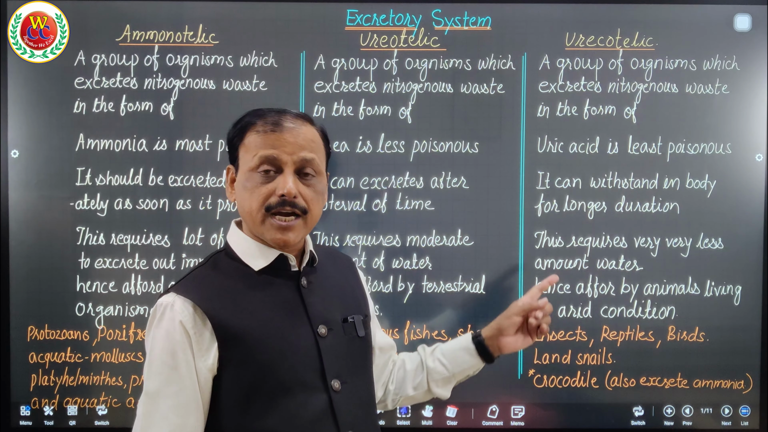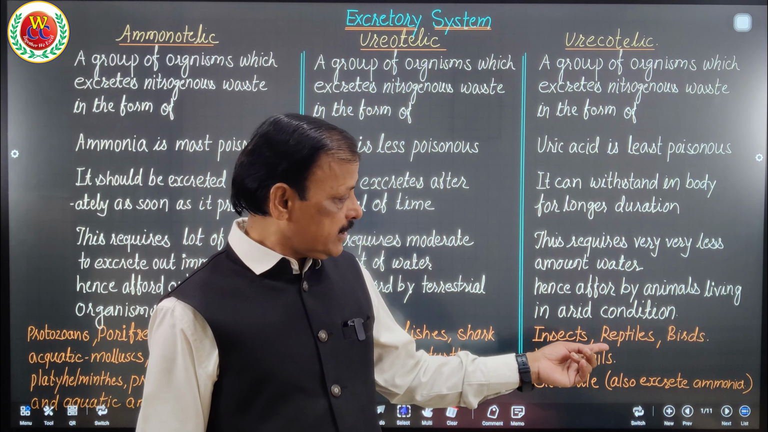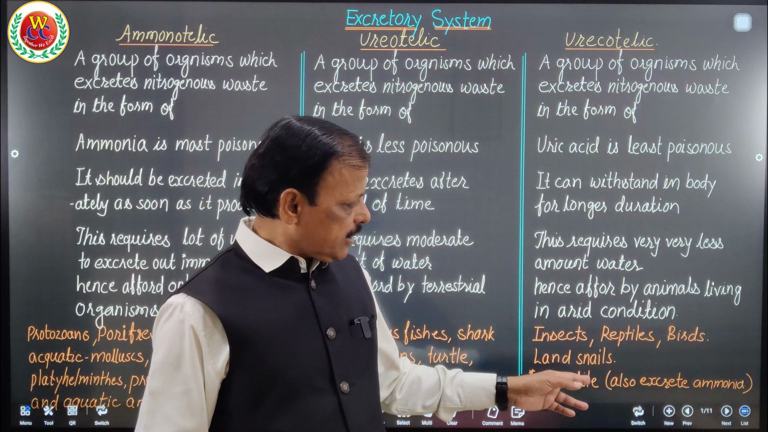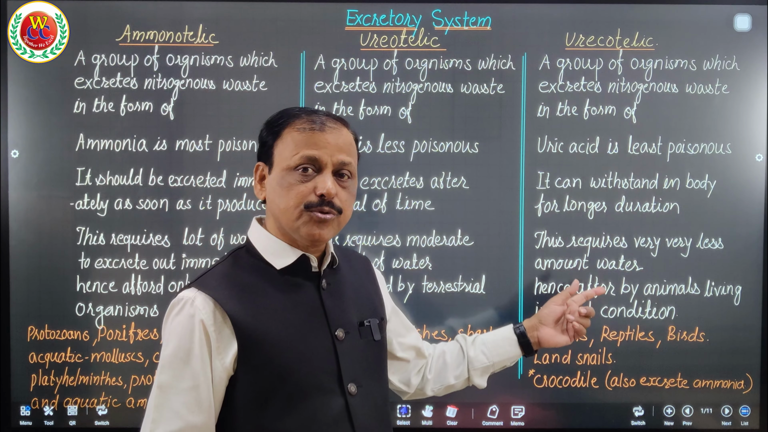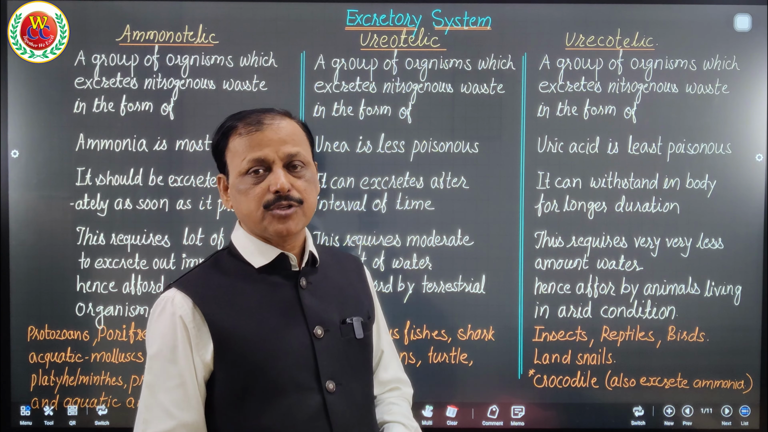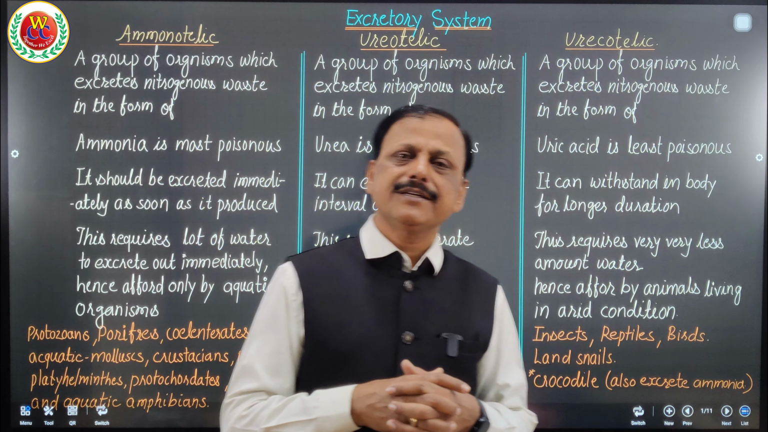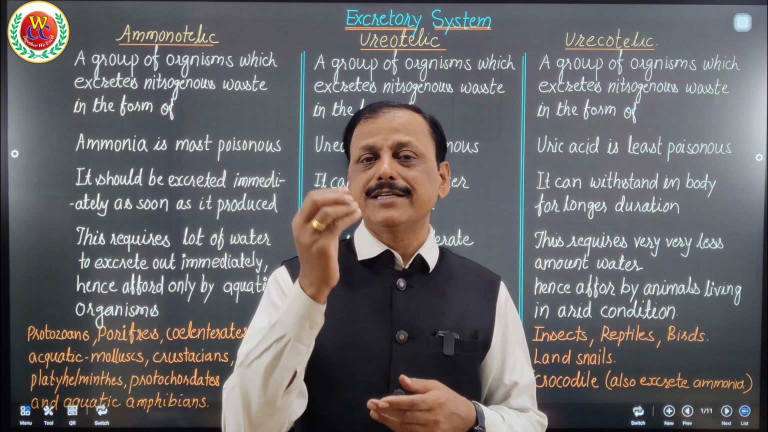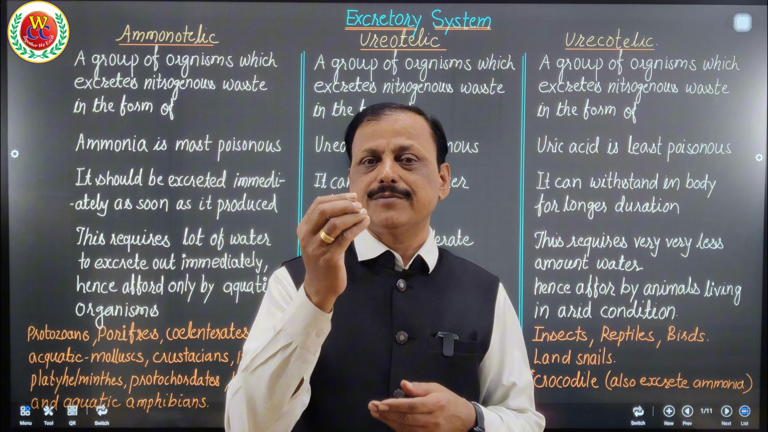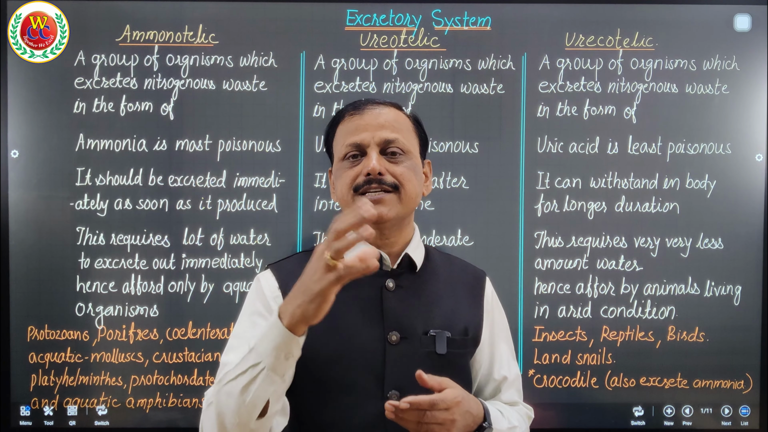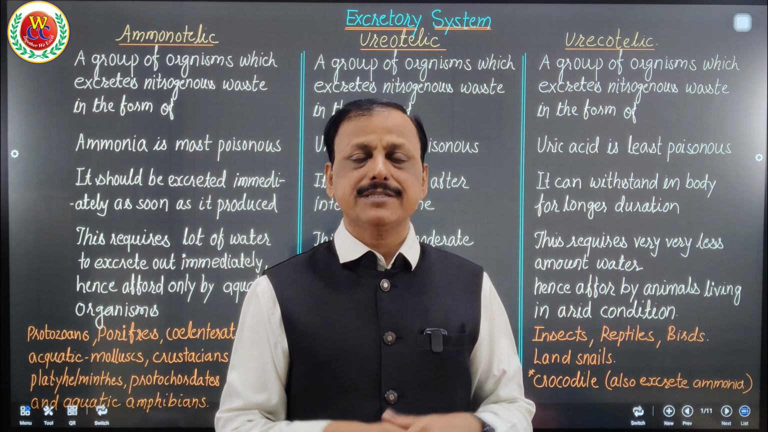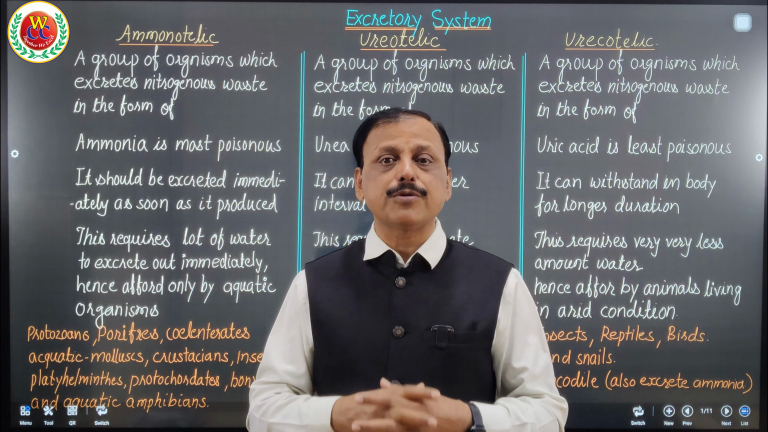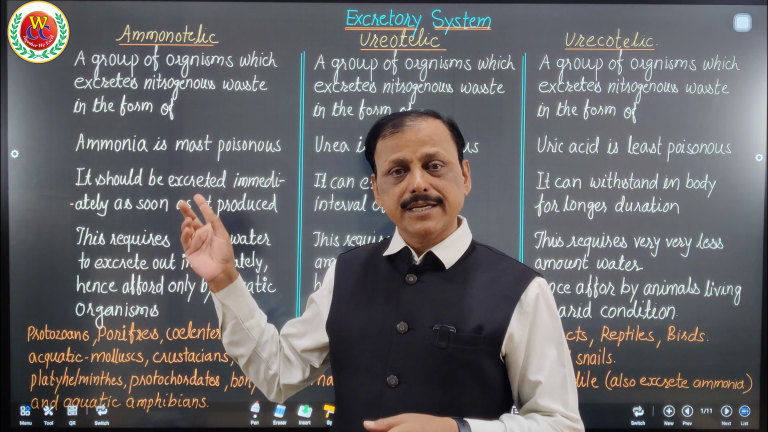They excrete it out. That group of organisms includes insects, reptiles, birds, land snails and crocodile. Although the crocodile lives in water, it is uricotelic as well as ammonotelic. You would have observed that the excreta of birds and insects is brownish or whitish in color, because along with uric acid the excreta comes out through the cloaca. Yes, you understood these three groups of organisms on the basis of mode of excretion: ammonia, urea and uric acid.